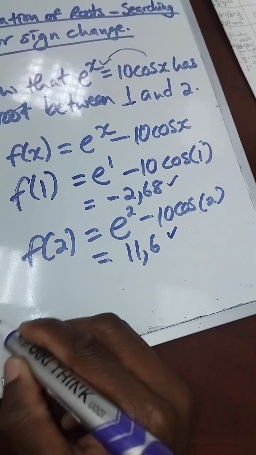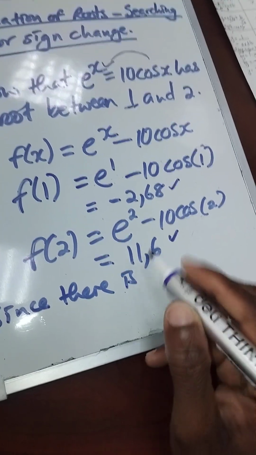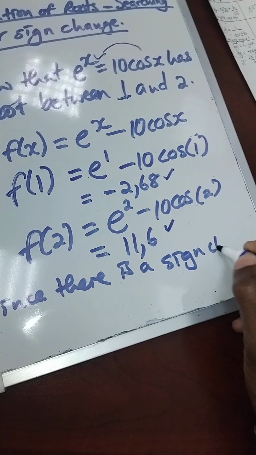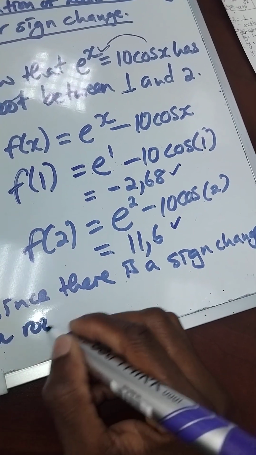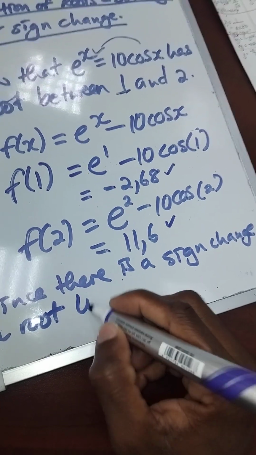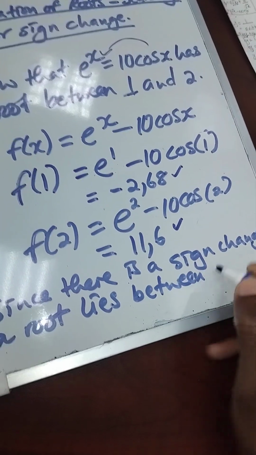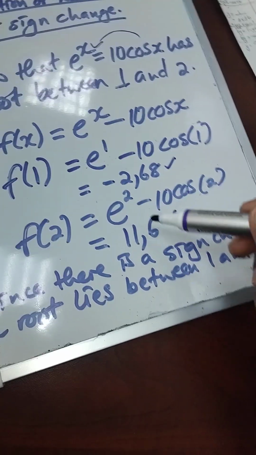So since there is a sign change, a root lies between 1 and 2.